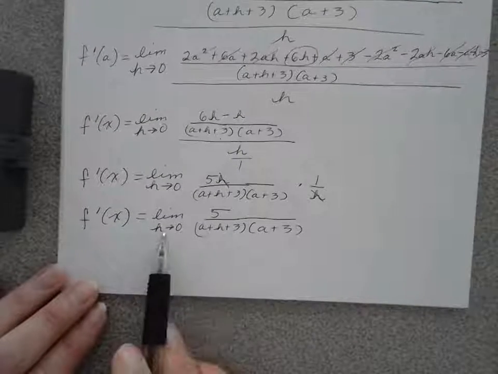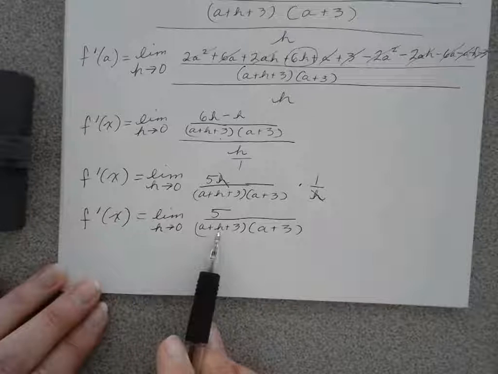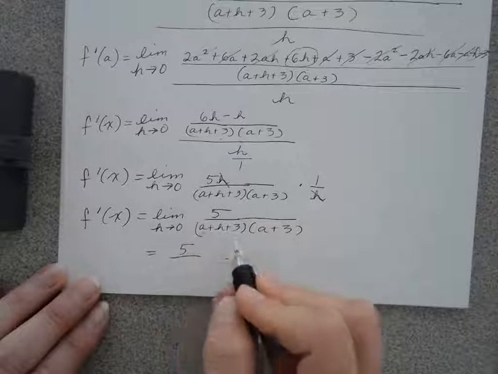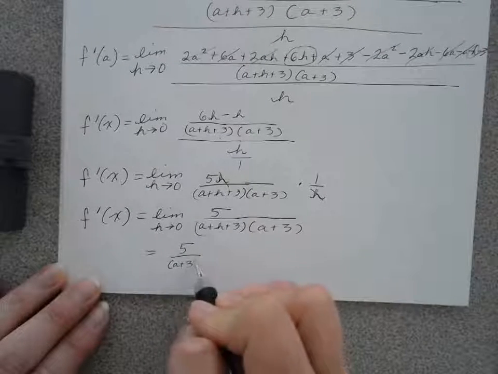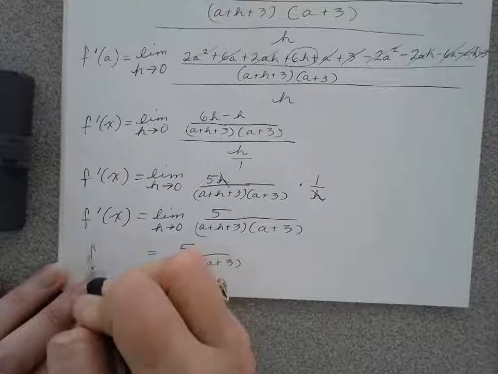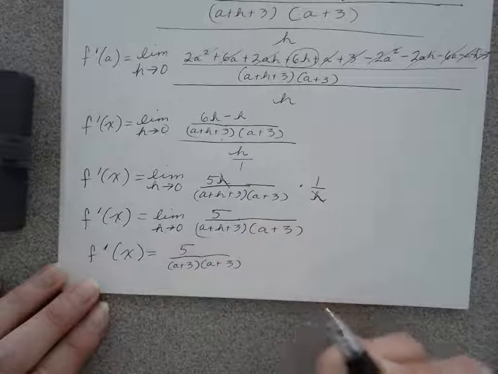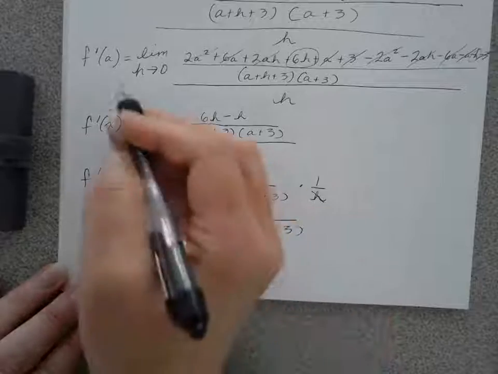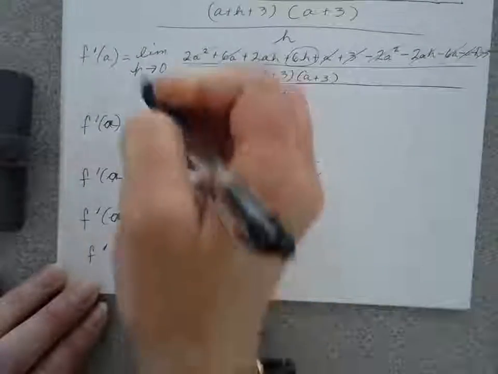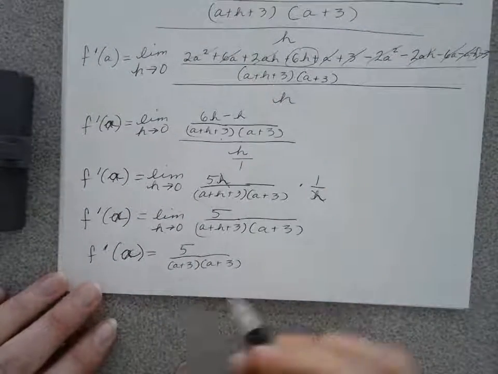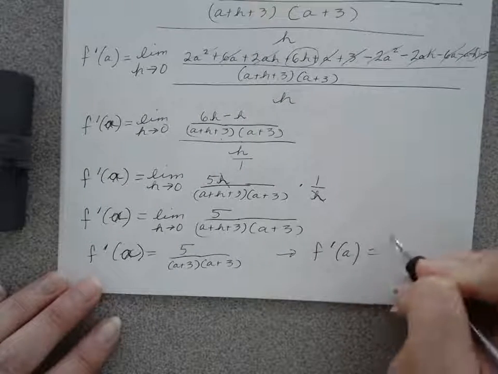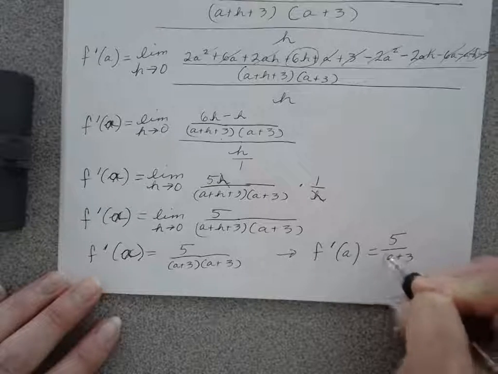Okay, so now I can go ahead and apply the limit. So when I plug in 0 for h, I'm just going to get 5 over a plus 3 times a plus 3. So f prime of x, actually I changed these to x's and they should have been a's all the way. Okay, so f prime of a is equal to 5 over a plus 3 squared.